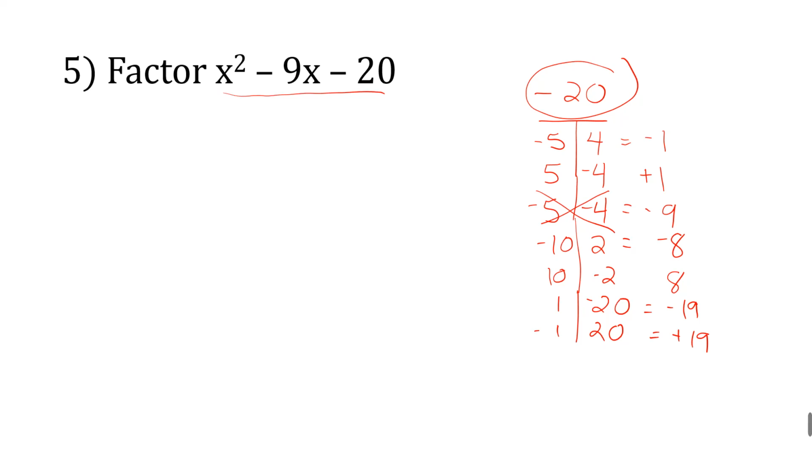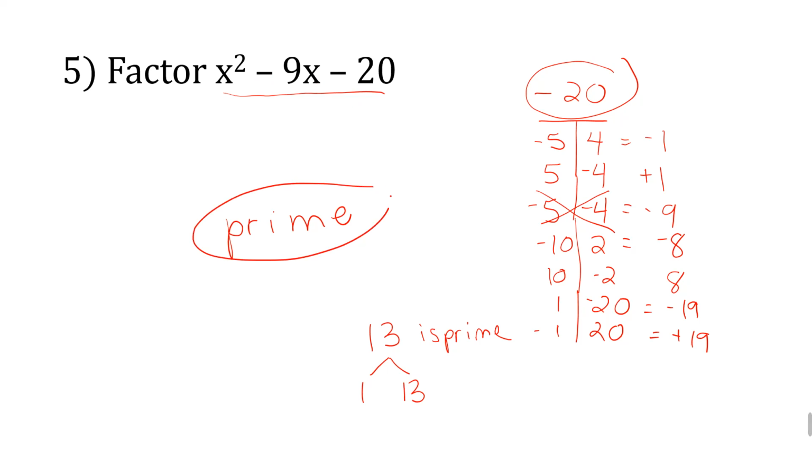And when you can't factor a quadratic trinomial, what you write as your answer is that it's prime. This is just like when we say that the number 13 is prime. The only factors of 13 are 1 and 13. And so this trinomial is prime because the only factors of it are 1 and itself. It's the same idea. And that's it. We did it.